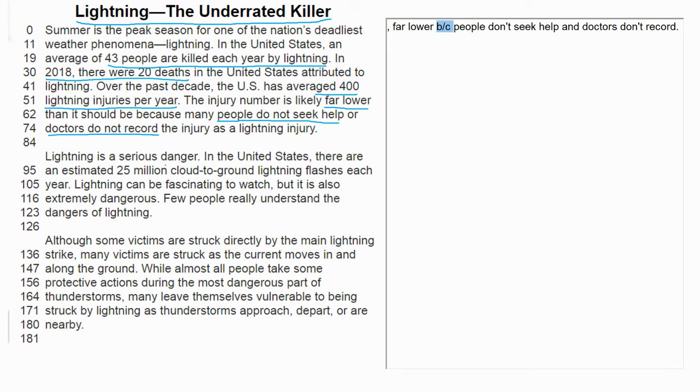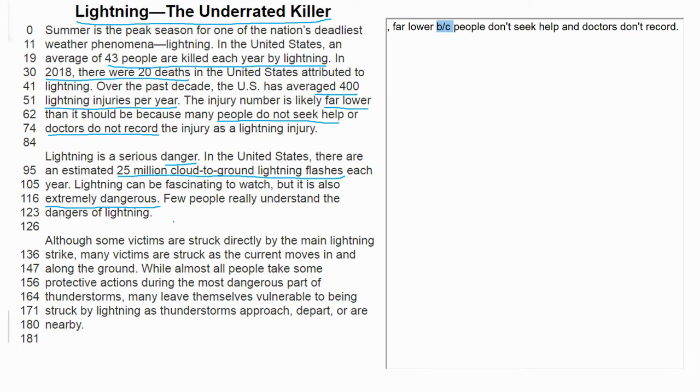Lightning is a serious danger. In the United States, there are an estimated 25 million cloud-to-ground lightning flashes each year. Lightning can be fascinating to watch, but it is also extremely dangerous. Few people really understand the dangers of lightning.